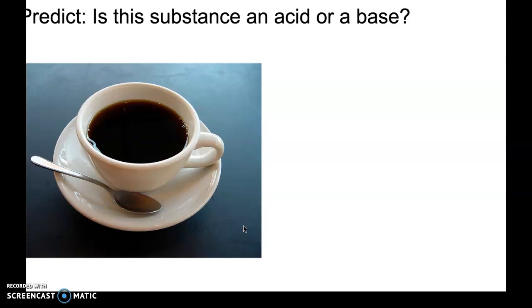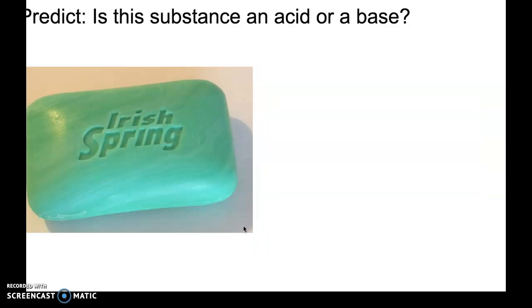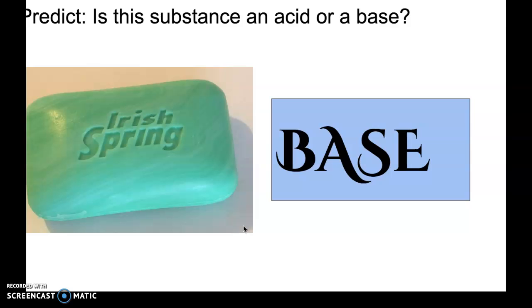And we've got a cup of coffee. A cup of coffee is considered acidic. Generally, we say that coffee, especially black coffee, is around 4 on our pH scale, 4 to 5. We've got ourselves a bar of soap. What do you think, acidic or basic? Hopefully, you might not have known, but soap is considered around a 12 on our base scale.